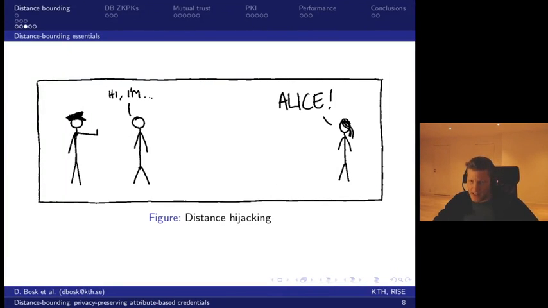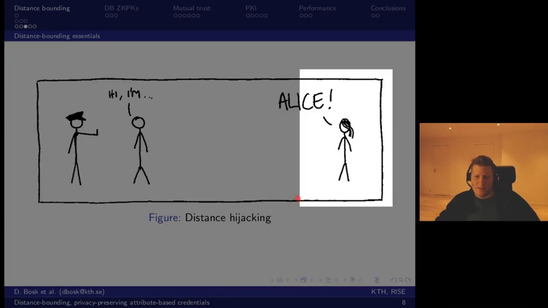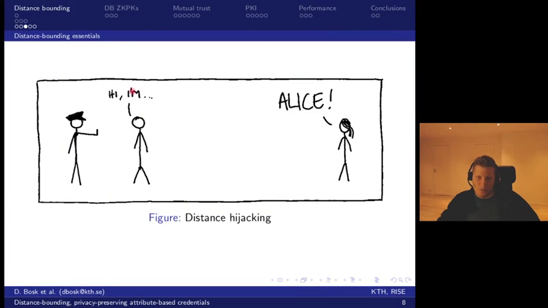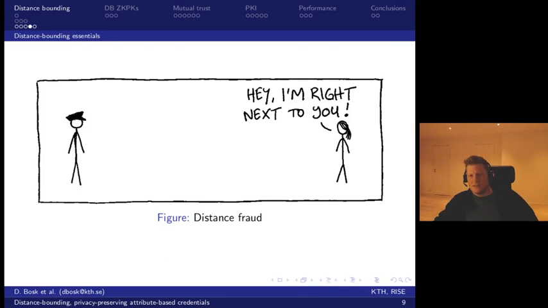Another scenario is distance hijacking, where some entity, Alice in this case, wants to interfere at some chosen part of the protocol to make the verifier believe that this person is actually Alice and not who this person actually is. So for instance, this party initializes the protocol, and then Alice completes it, and the verifier here will believe that Alice is the one passing. The final case is distance fraud, in which case Alice doesn't have anyone to collaborate with, but she still wants to trick the verifier that she's close, although she isn't.